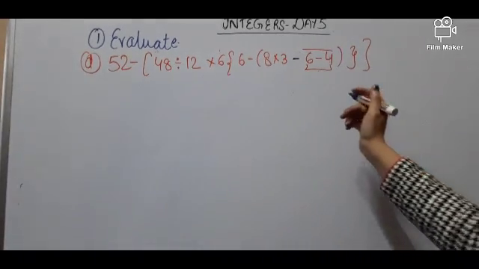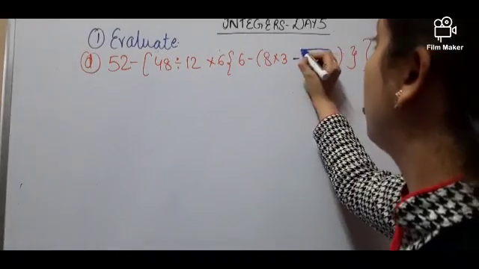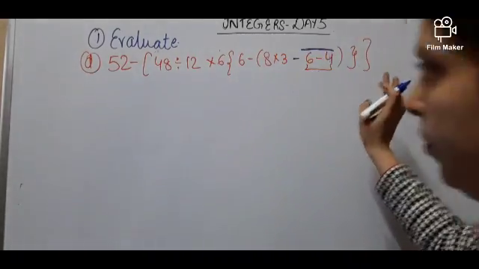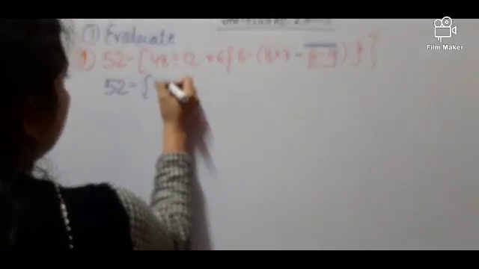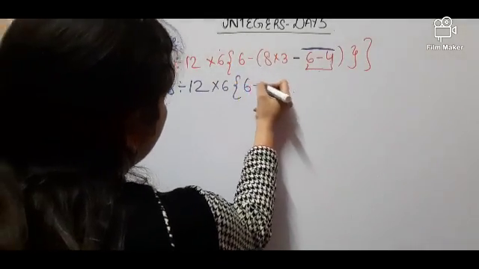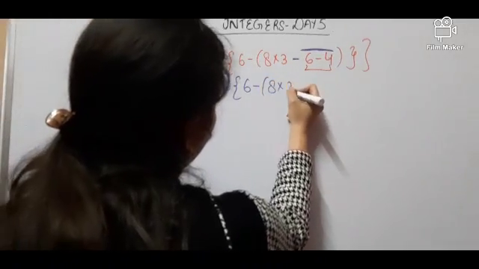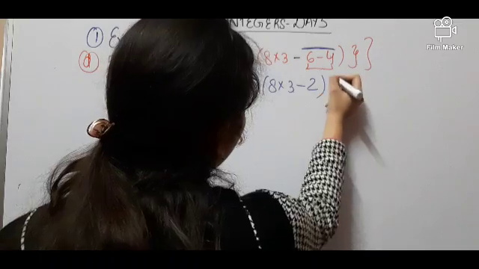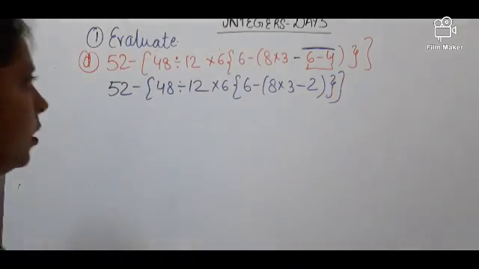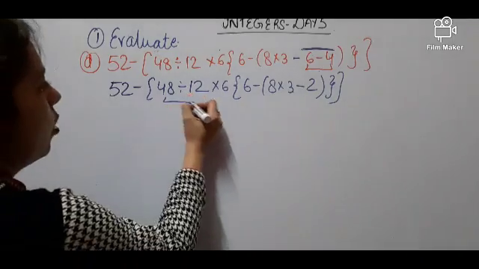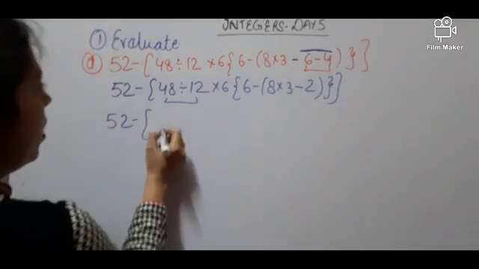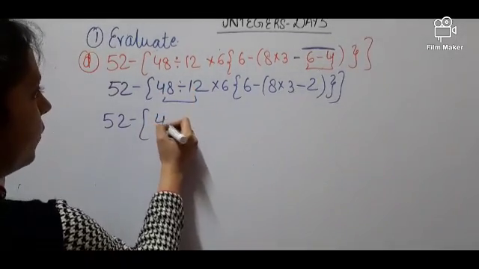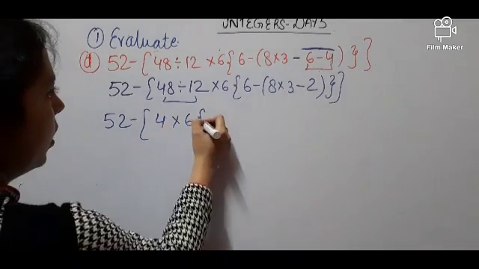We will just solve these numbers. We will solve just 6 minus 4. So do this question: 48 divided by 12 times 6 minus 8 times 3 minus 6 minus 4 gives you 2. Now at the second step we will solve this division, and there is no other division sign. So 48 divided by 12 gives you 4.